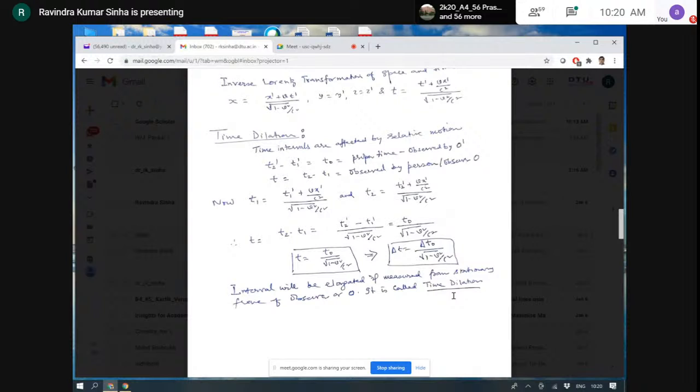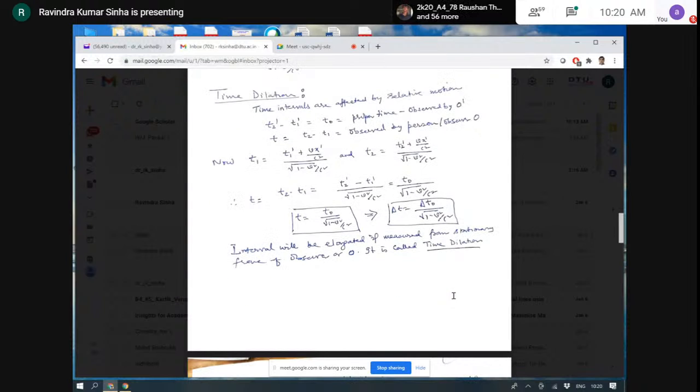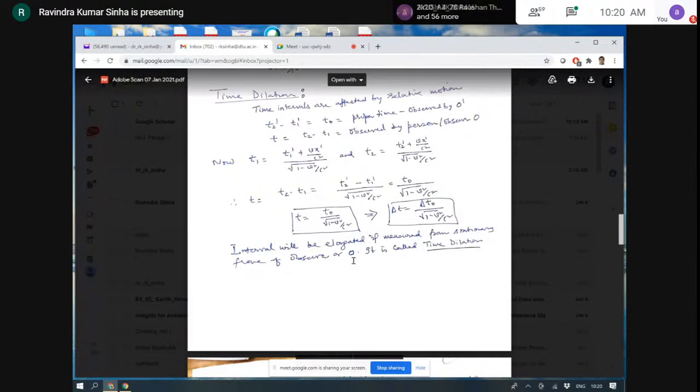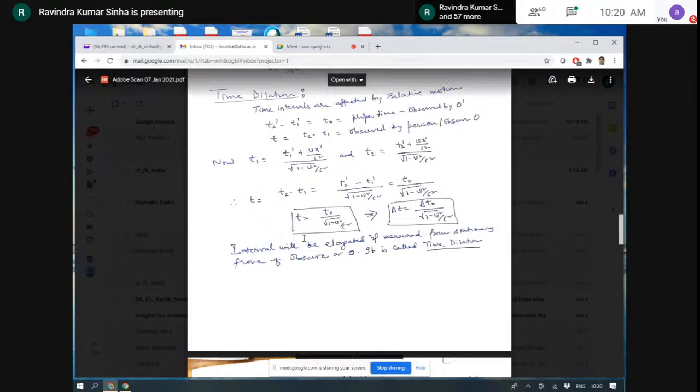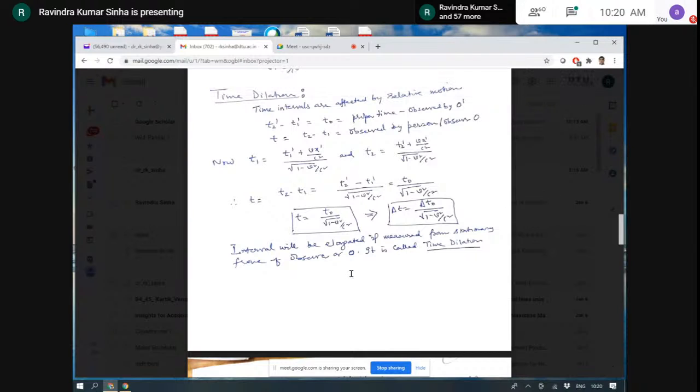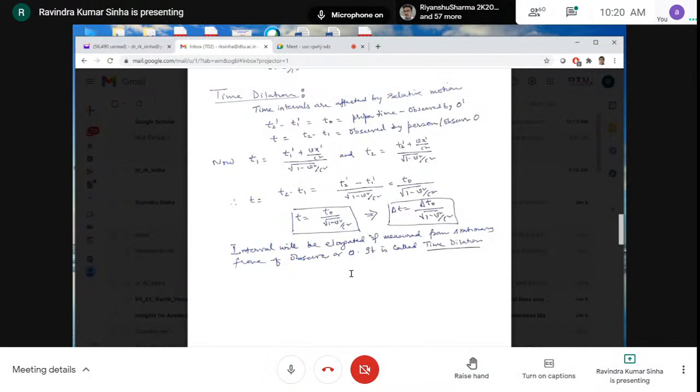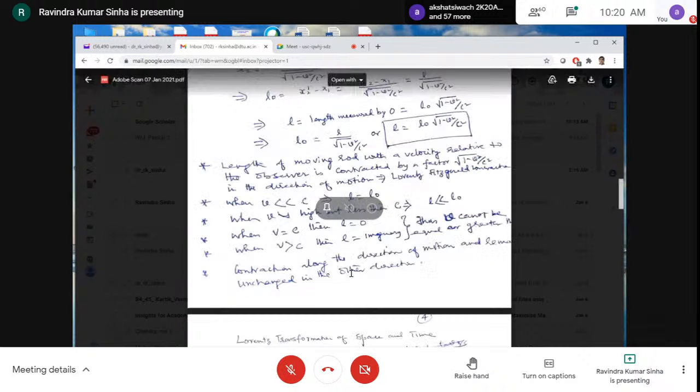Okay. So the interval will be elongated if measured from the stationary frame of observer O. It is called time dilation. So this is the formula for time dilation. Should I go ahead? Yes, sir. You have no doubt on these formulas.